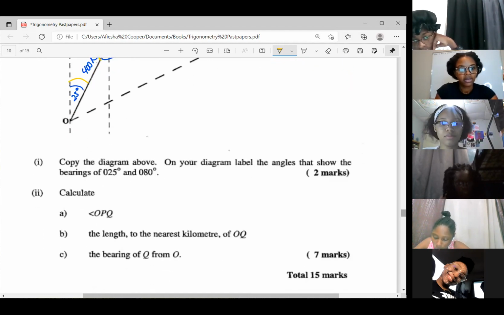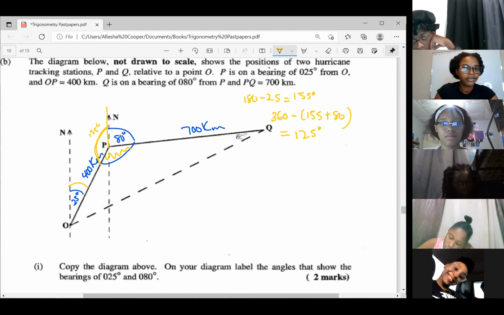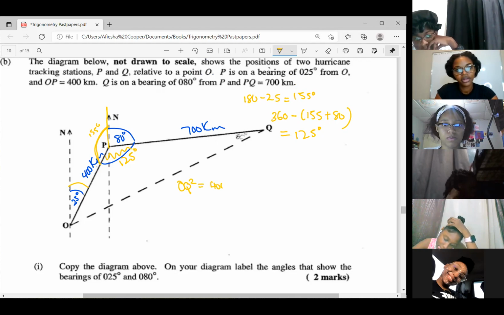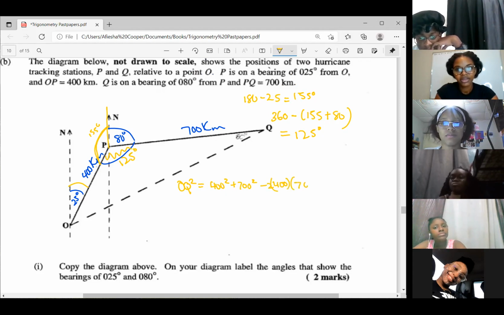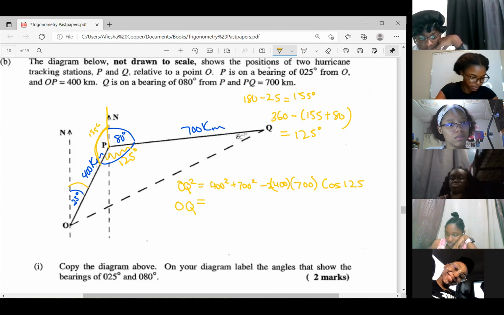All right, next. The length to the nearest kilometer of OQ. So again, we know this is 125, so what rule do we use? What rule do we use for OQ? To find OQ? Cosine rule, so OQ squared is equal to 400 squared plus 700 squared minus 2 by 400 by 700 by cosine 125. How much is OQ when we work it out?